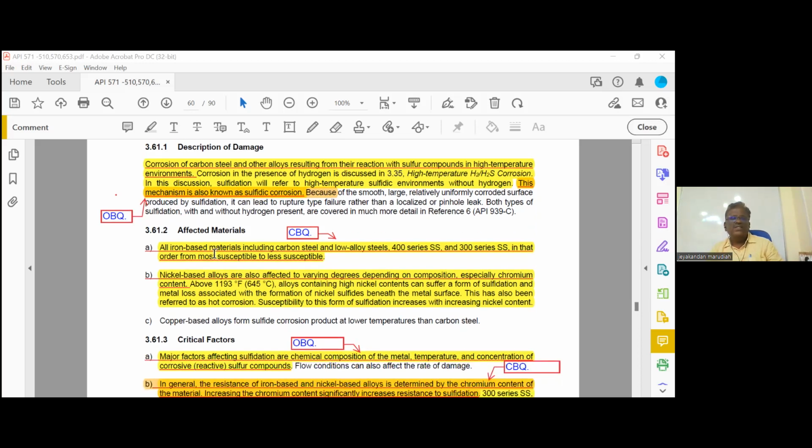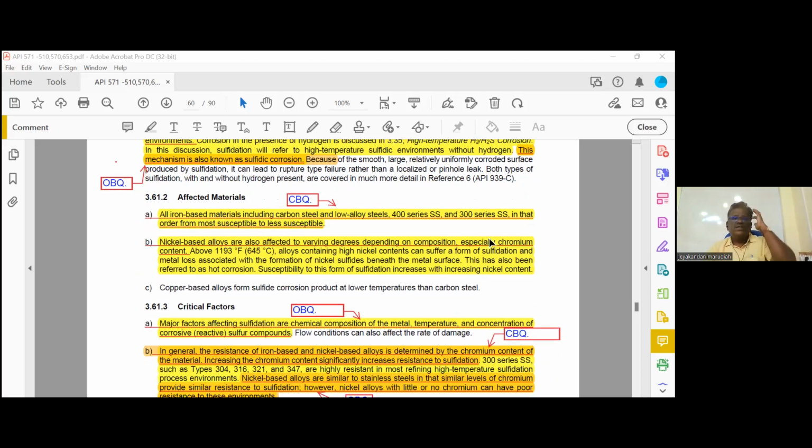Then affected materials: all iron-based material, including carbon steel and low alloy steel, 400 series and 300 series, in that order from most susceptible. So carbon steel is most susceptible, 300 series less susceptible because of the higher chromium content. Then B, nickel-based alloys are also affected, varying depending on the composition, especially chromium content. Nickel has no effect here. If you increase the nickel, it will not help.